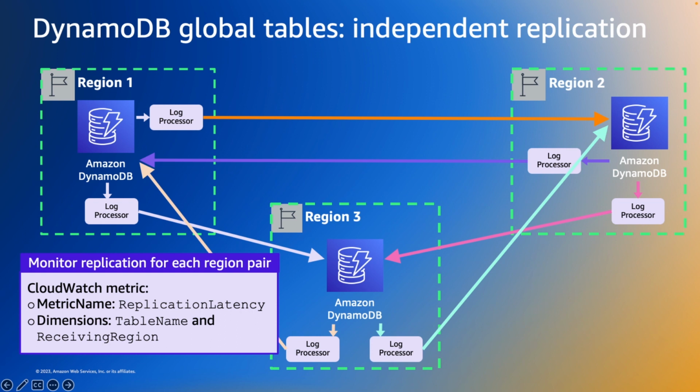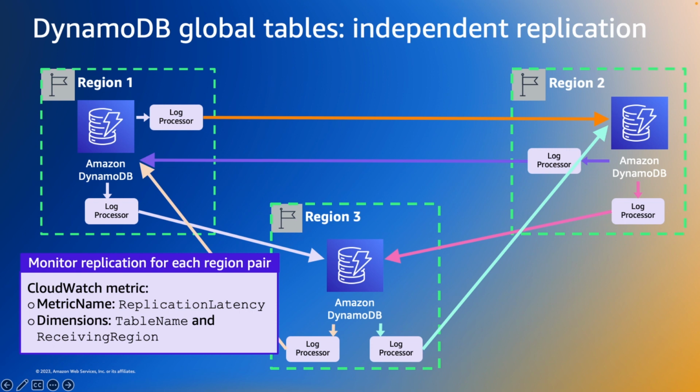Now, here's the best practice. You need to monitor this replication metric called replication latency. This is the only metric that we publish for Global Tables 2019, aka GTV2. The metric name is replication latency. The dimensions are table name and receiving region. We want you to monitor that because it's going to tell you the speed of the replication between region 1 and region 2.